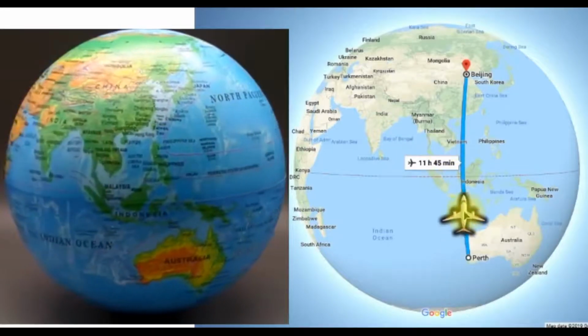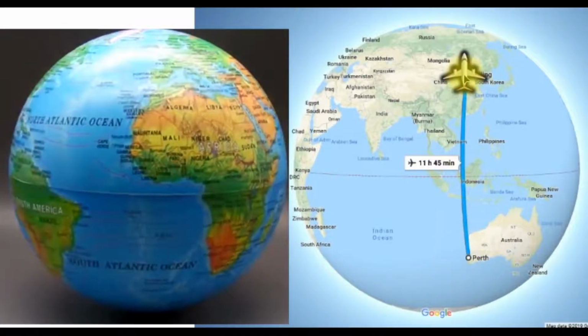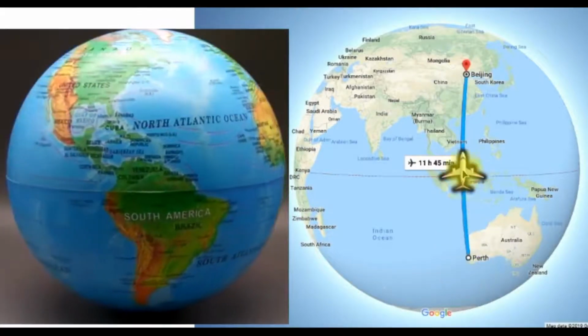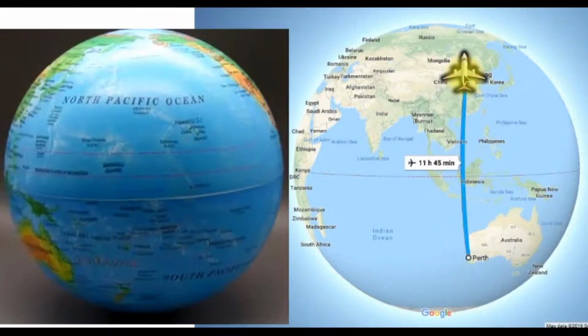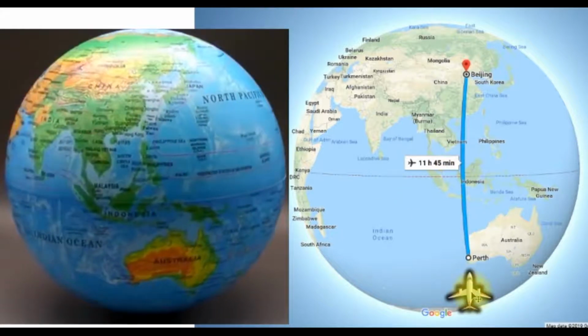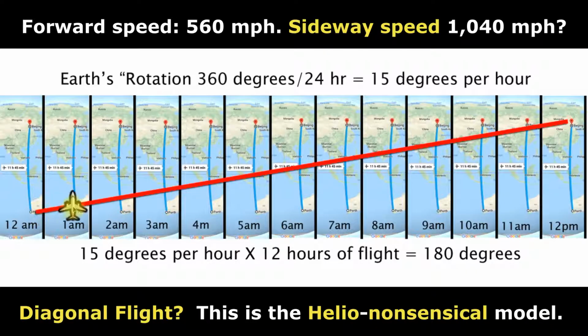Consider another flight. This one going from Perth to Beijing, also flying from north to south, while the Earth is spinning at 1,000 miles per hour. So at the end of this flight, which takes about 12 hours, and it takes 12 hours for the Earth to rotate from one side to another, 180 degrees, by the time this plane reaches its destination, it will have flown sideways faster than it's going forward. So all those are difficulties that you find and you have to explain on a ball Earth.